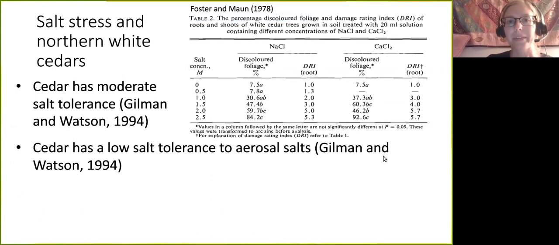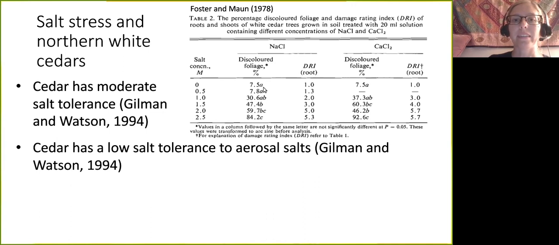Here we have work from Foster and Mon. Their study was looking at the salt in soil and how that affects the actual cedars that they were studying. And so you can see over on this left column, we have different salt concentrations that go up. And then they were looking at sodium chloride and calcium chloride and seeing how those salts might affect the trees. And they looked at the discolored foliage, and they also looked at the roots to see how much damage the roots were sustaining in both.